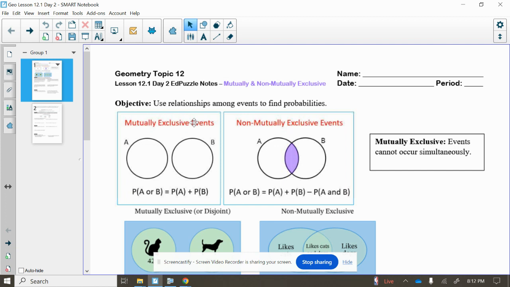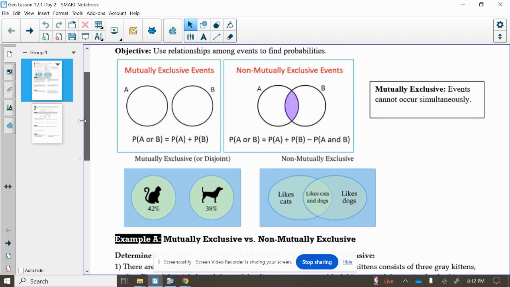Today we are going to talk about mutually and non-mutually exclusive events. Mutually exclusive events are when we have the probability of A or B and they are independent of each other. So the outcome of A is not reliant upon B. Non-mutually exclusive is when there is some overlap. And again, these are not able to occur exclusively simultaneously because there is possible overlap.